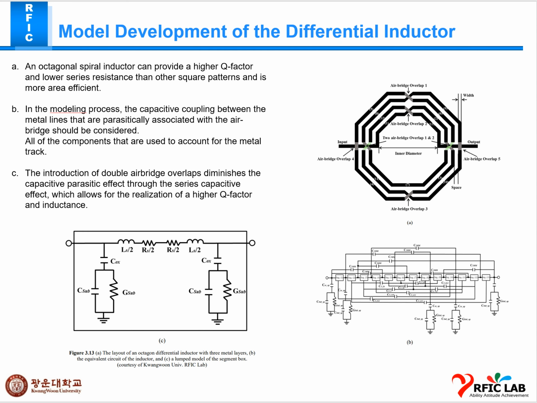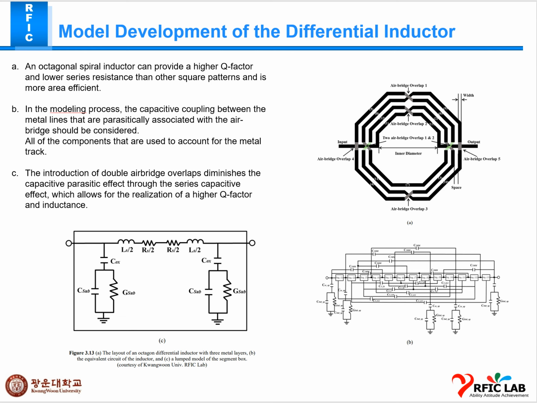This is a model development of differential inductor. As you can see, I have mentioned three figures, figure A, B, and C. A is about the layout of an octagonal differential inductor with three metal layers. This octagonal spiral inductor provides a high Q factor and lower series resistance than others. A square pattern is more area efficient. And B figure is about the equivalent circuit of the inductor.